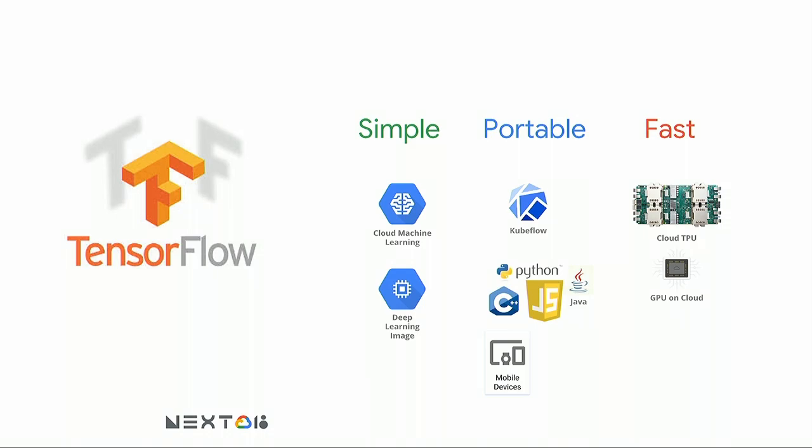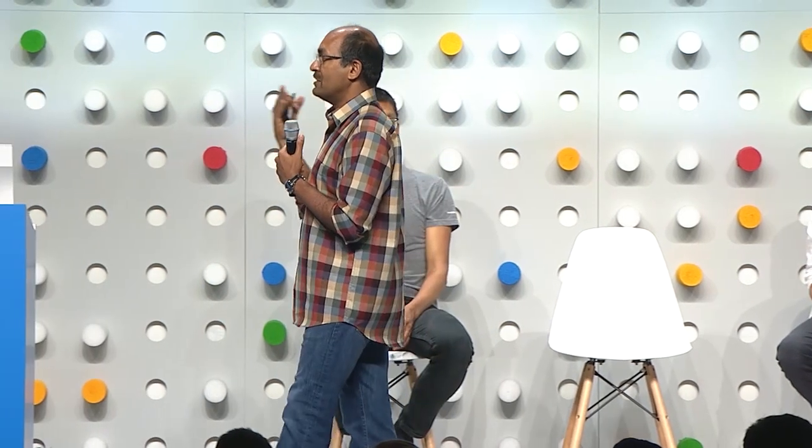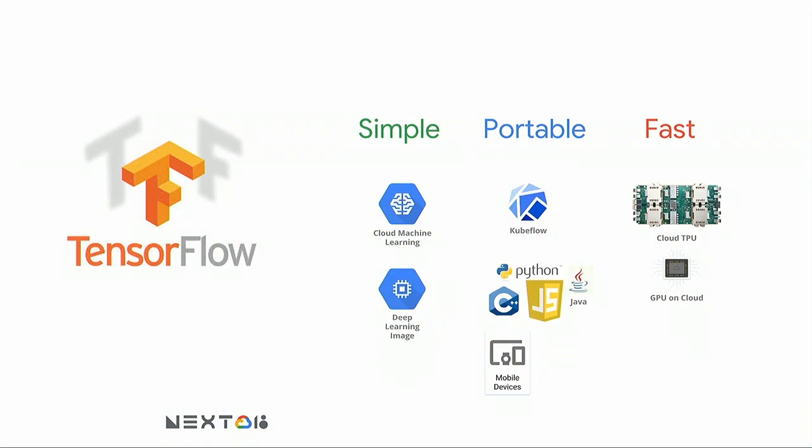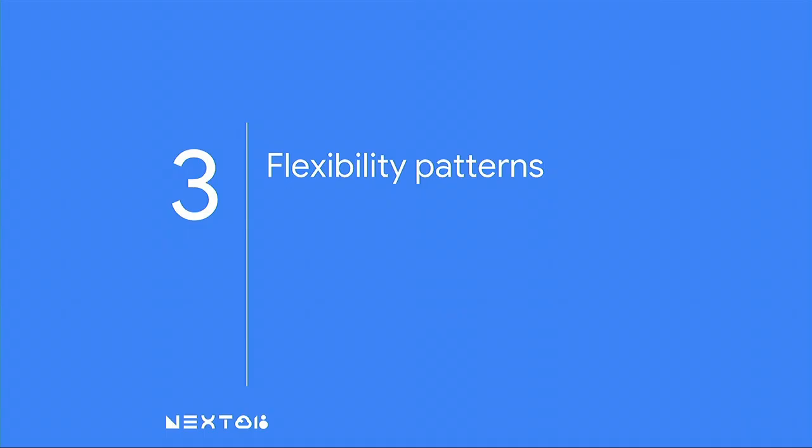On the fast side of things, you want to train very fast. You have the cloud TPUs. You have GPUs on the cloud. But in between, you might need portability. You may need to run inference not on the cloud, and that's where Kubeflow comes in. Kubeflow is TensorFlow on Kubernetes, an open source project led by Google. And then you have TensorFlow, which runs in Python and C++, in JavaScript, in Java, and TensorFlow Lite, which runs on mobile devices. So you have all of these different choices. And third, to talk about flexibility, Yufeng.